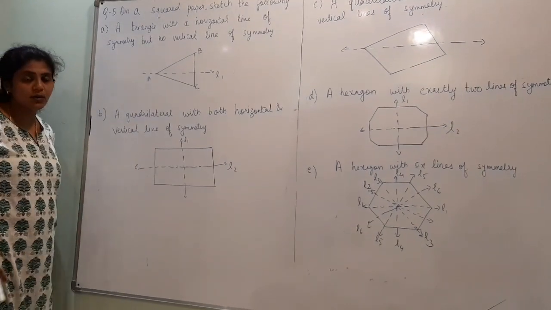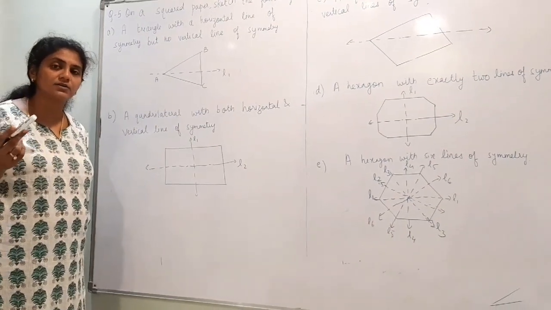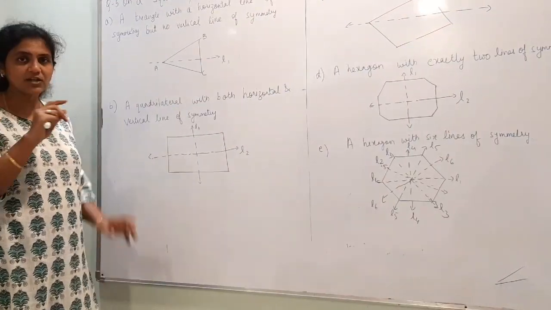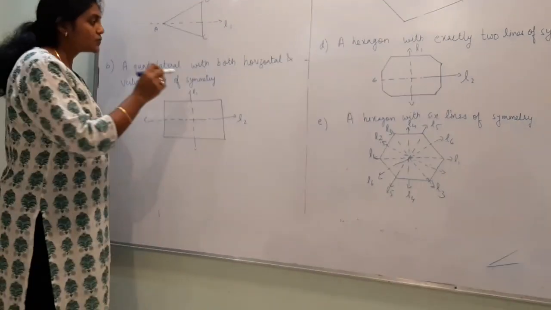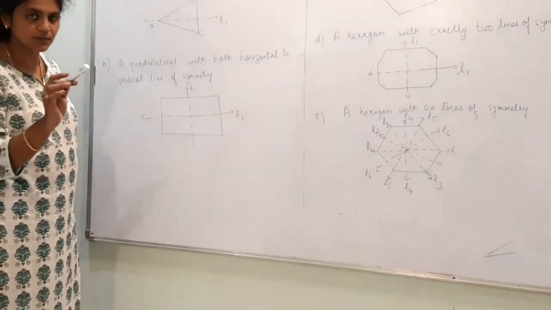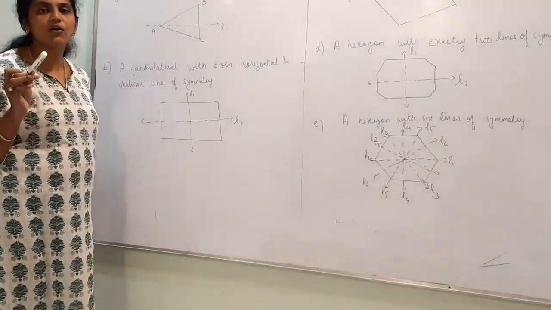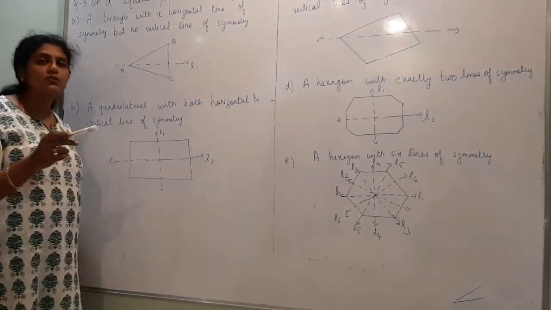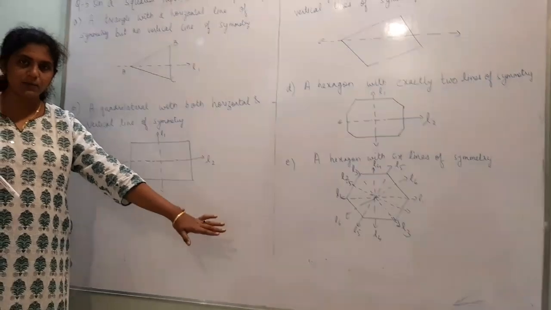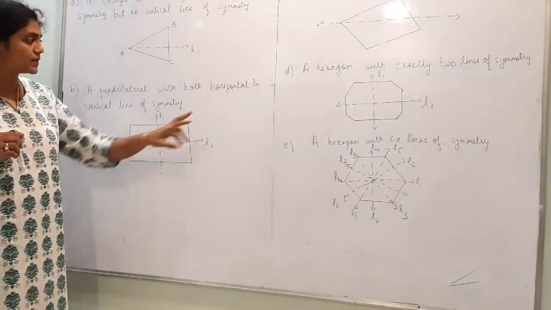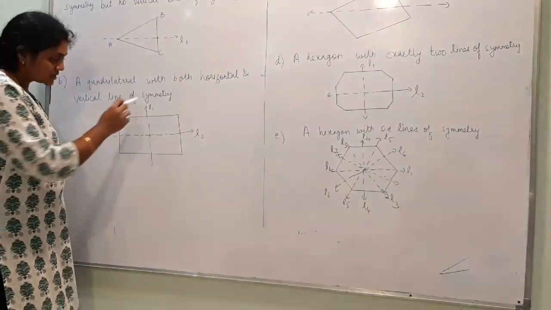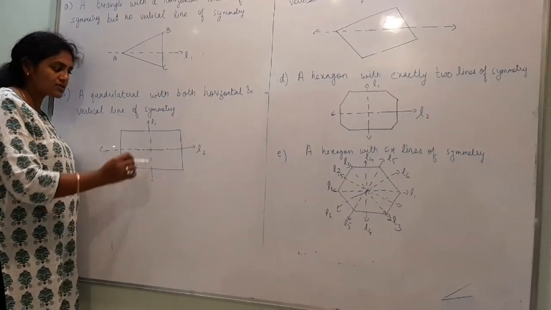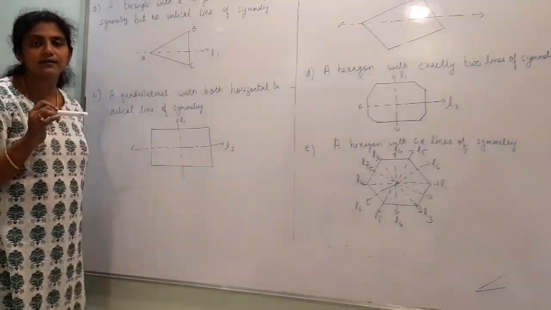Second, a quadrilateral. Quadrilateral, as we have learned, means a closed figure with four sides. Quadri means four. So with both horizontal and vertical line of symmetry, I have taken an example of a rectangle. It can be a square also, but in a square you will have one more diagonal line of symmetry. They want only two lines of symmetry, horizontal and vertical. So this comes out to be the figure of a rectangle, where you have horizontal as well as vertical, right?